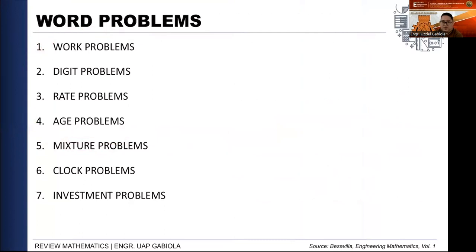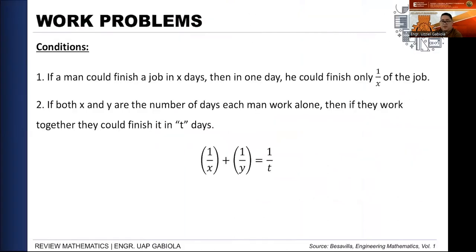So let's start off with work problems. Kay work problems, meron tayong conditions na pwede consider. So if a man could finish a job in X days, then in one day he could finish only 1 over X of the rate of the job. Or ito yung rate niya kapag one day lang yung pinag-uusapan. Okay? So ito yung rate niya per day. Kung in X days na kayang matapos, in 1 over X yun yung rate niya.